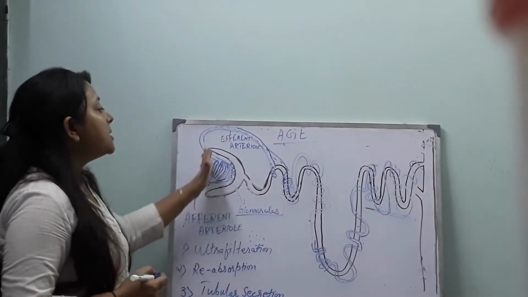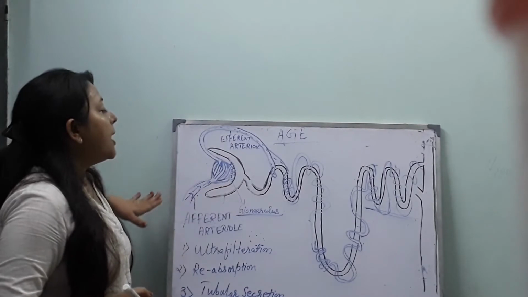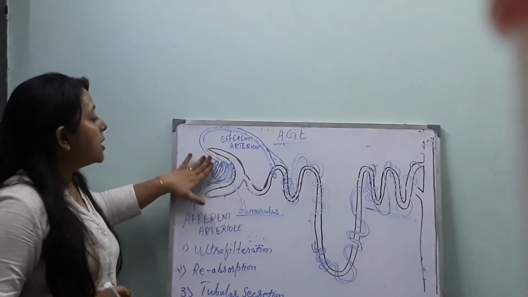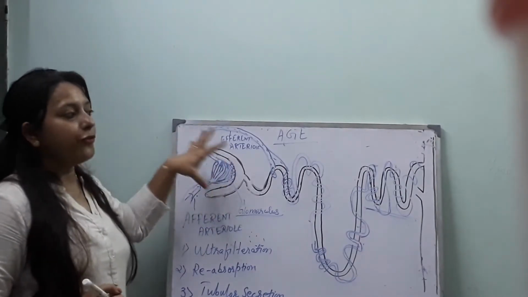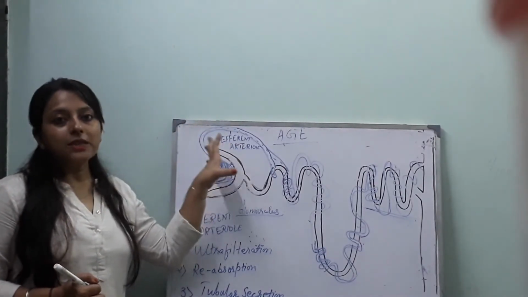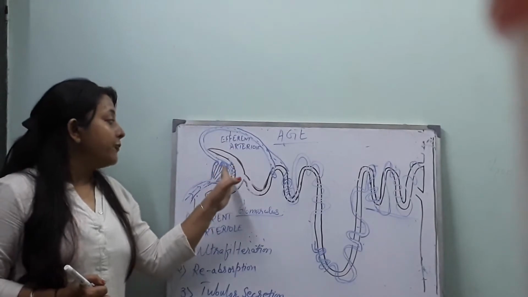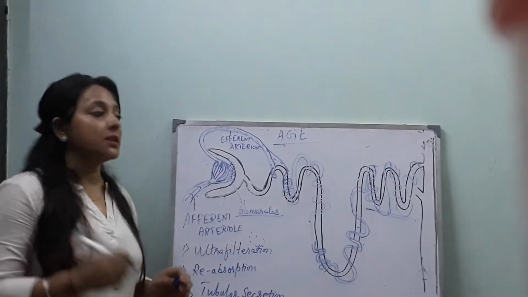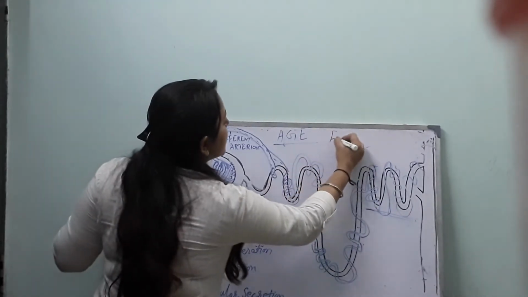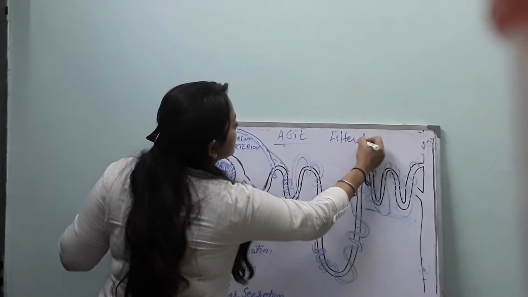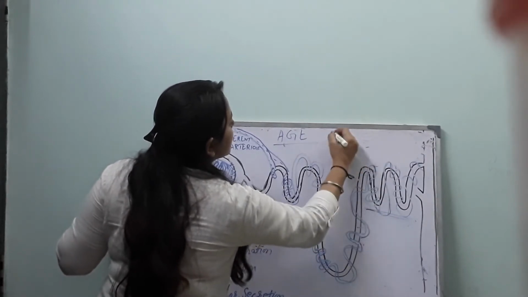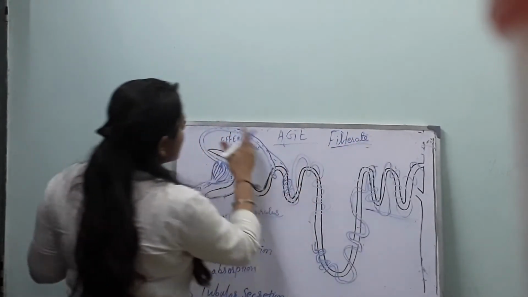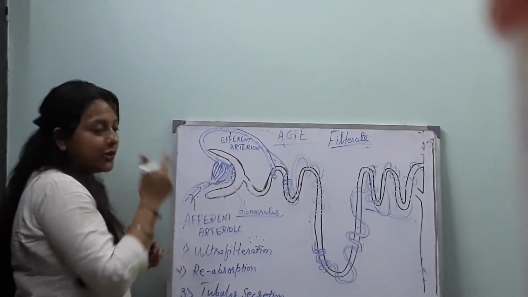First, we have discussed ultrafiltration: blood enters the Bowman's capsule, and here the glomerulus filters some small substances from the blood, and the filtered substance which enters the Bowman's capsule is called filtrate. And the process of filtration is called ultrafiltration.